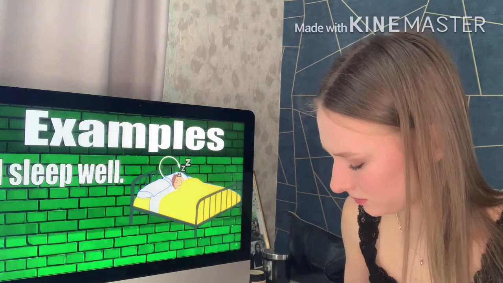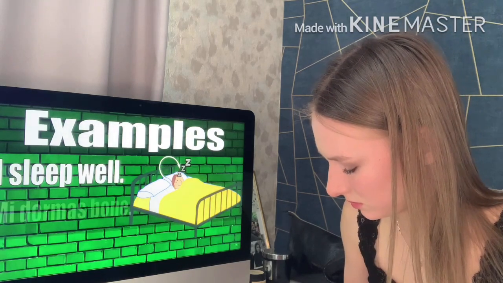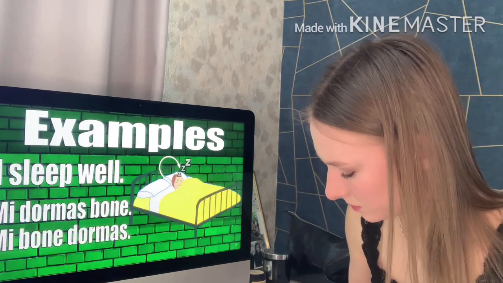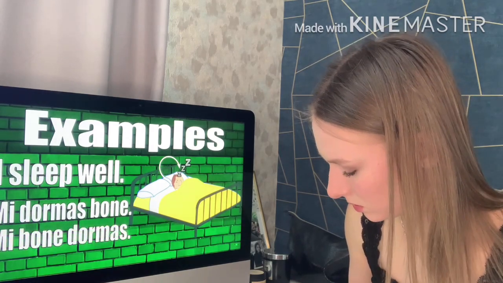I sleep well. Mi dormas bone. Or mi bone dormas.